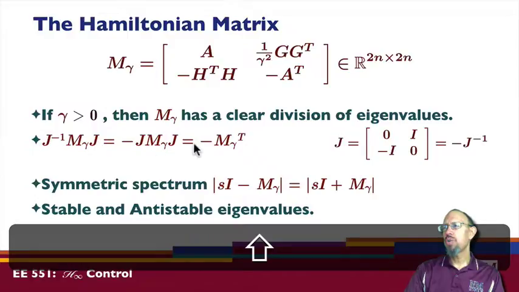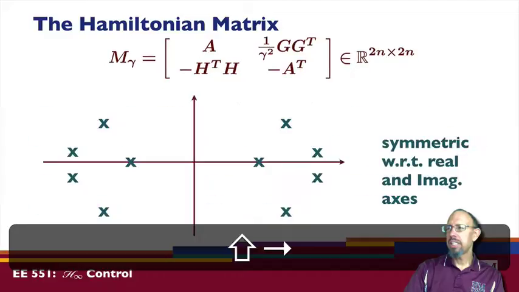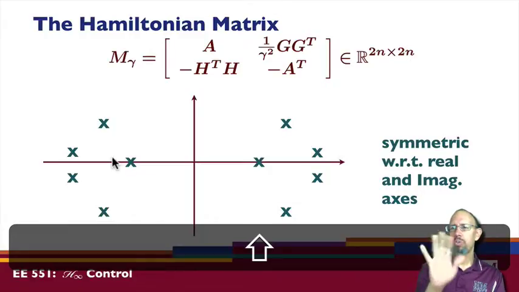And so what this equation tells us is that the determinant of sI minus M_gamma is equal to the determinant of sI plus M_gamma. So what that means is I have what's called a symmetric spectrum. So we know that if A, G, and H and gamma are real values, then this matrix will have, in general, complex eigenvalues. What this is saying is that this matrix will have eigenvalues that are symmetric with respect to both the real and the imaginary axes.